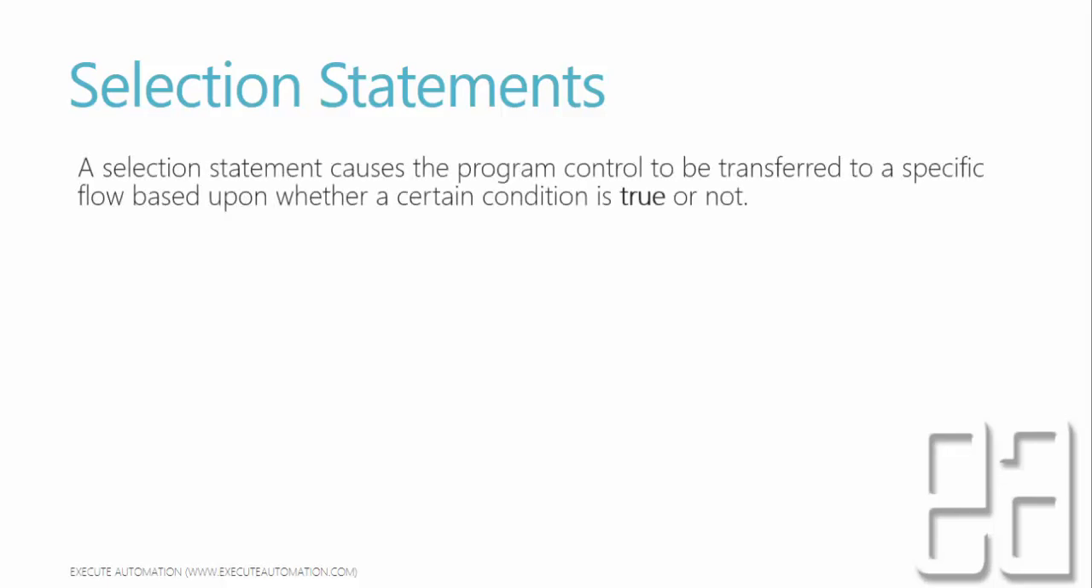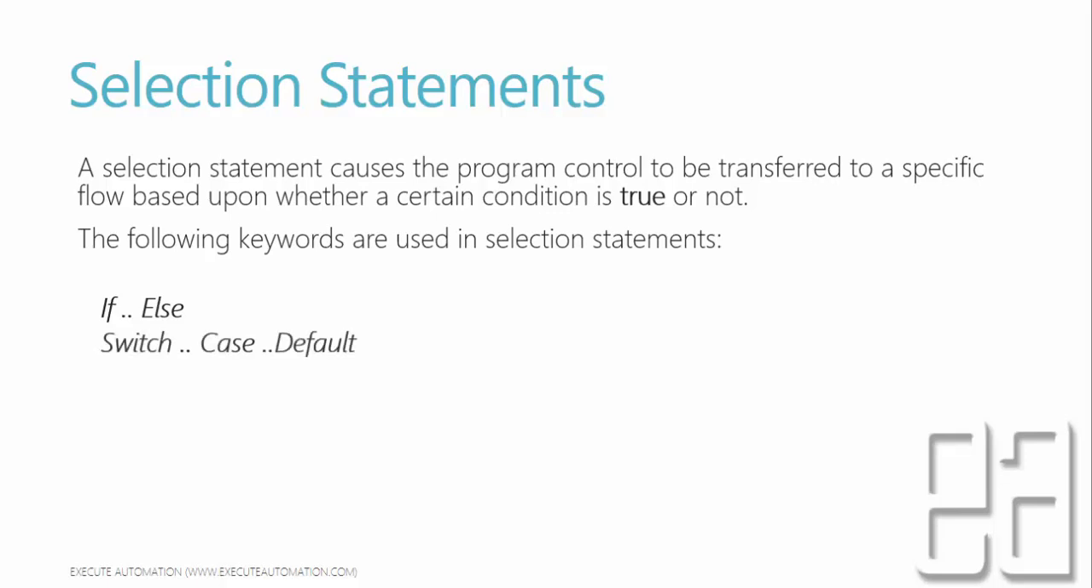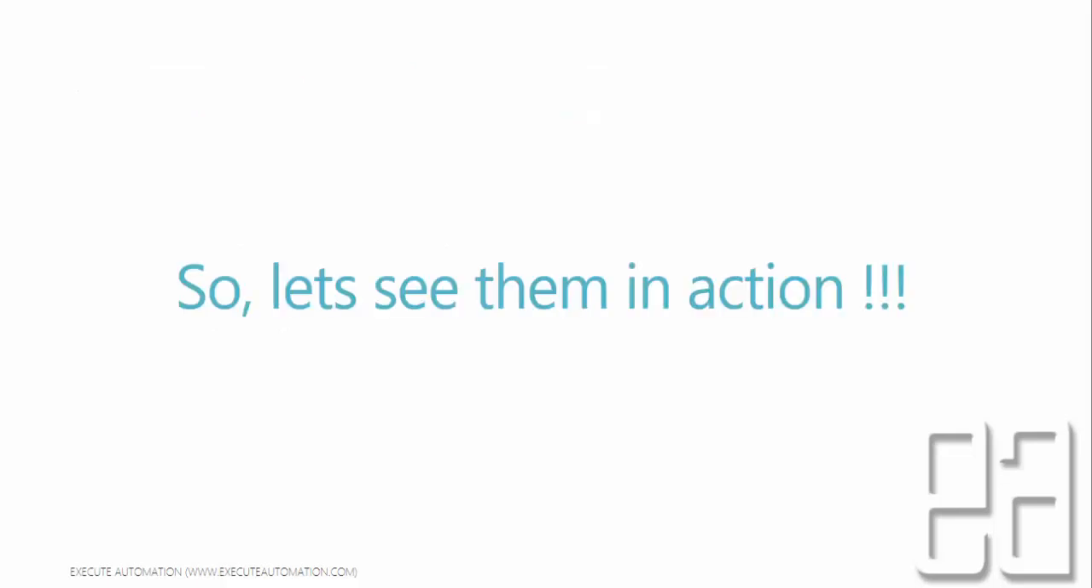All right. So what are selection statements all about in C#? A selection statement causes the program control to be transferred to a specific flow based upon whether a certain condition is true or not. The following keywords are used in selection statements, as we saw in our previous slide: if, else, switch, case, default. These are the different kinds of keywords we'll be using in our selection statements. So let's see this in action and understand how things work.